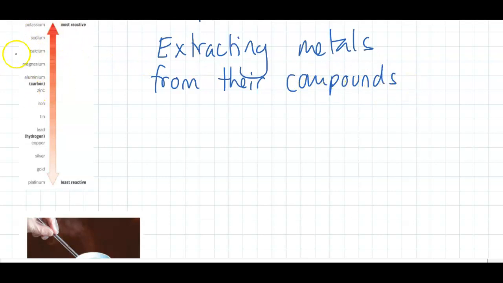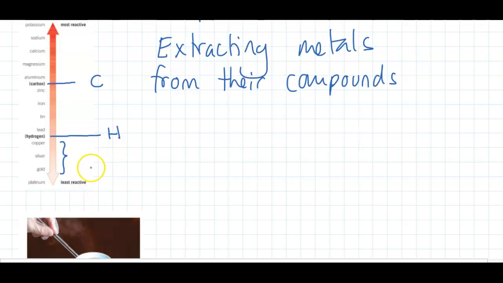On this side of the diagram, I've got another representation of the reactivity series, and two important elements have been added that are not metals: carbon and hydrogen. Thinking about our rule about displacement, we're going to apply that to how we can extract these metals. Anything that is below something else is less reactive. So on my diagram, copper, silver, gold are less reactive than hydrogen.